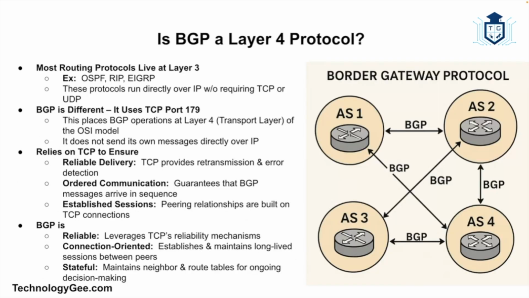All right, so our next question: is BGP a layer 4 protocol? So most routing protocols live at layer 3, like OSPF and RIP, but BGP actually uses TCP port 179, which puts it at layer 4 in the OSI model. It doesn't send its own messages directly over IP. Instead, it relies on TCP to guarantee delivery.